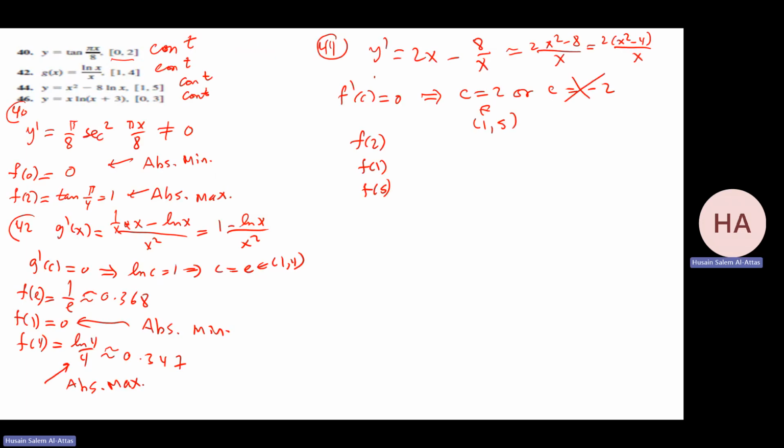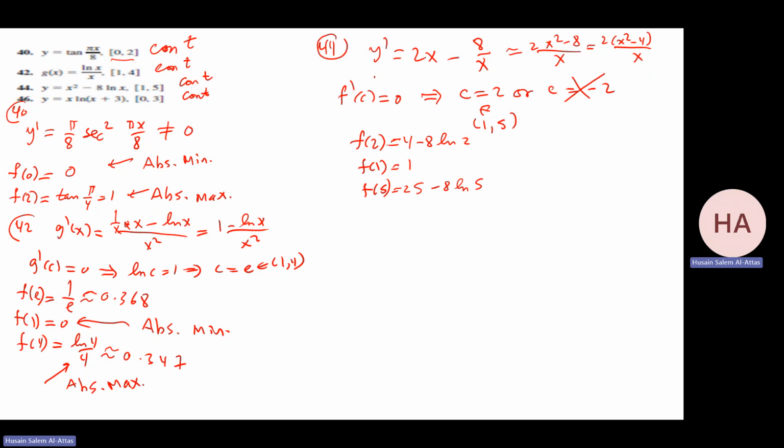This is the last group. f at 2 will be what? f at 2 will give me 4 minus 8 then 2, which is the negative value. f at 1 gives me 1. Okay, f at 1 gives me 1. f at 5 gives me 25 minus 8 then 5.